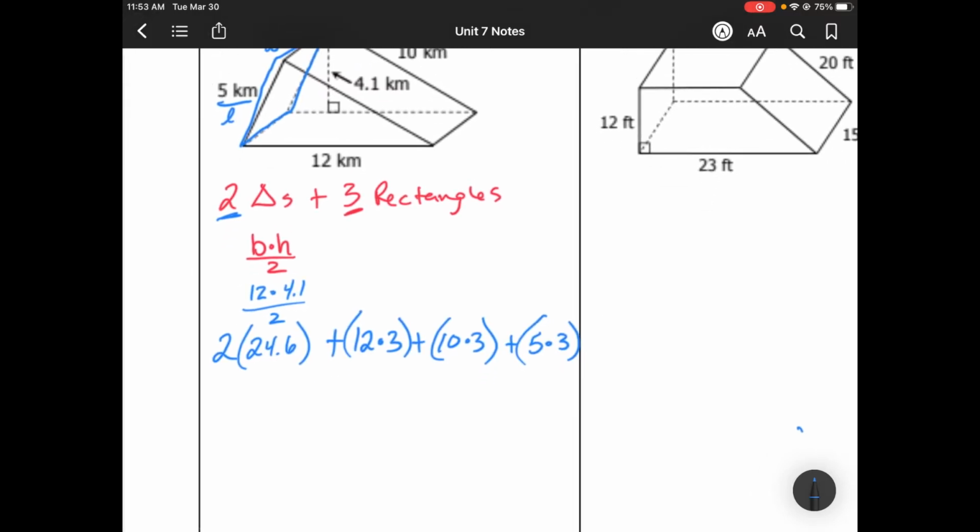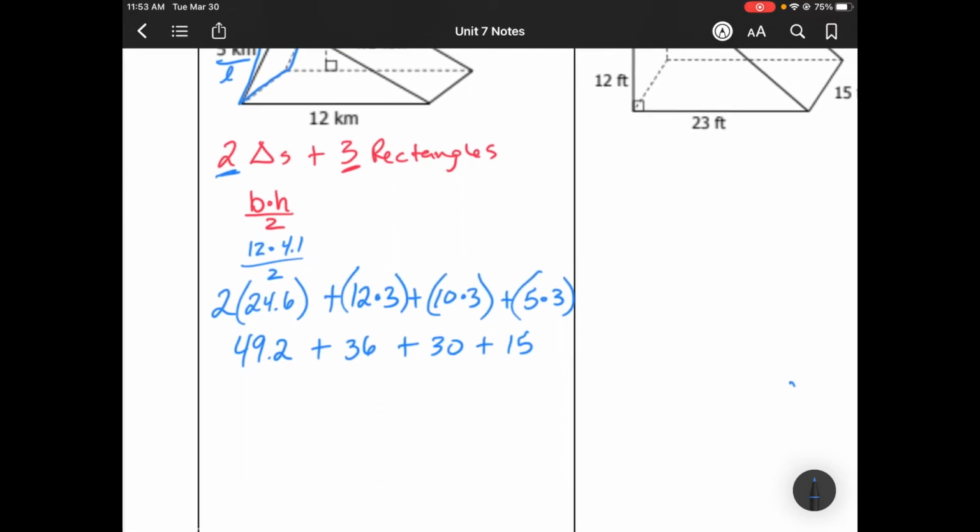Now, if I take my 2 triangles and double that 24.6, I get 49.2. Then 12 times 3 is 36. And 10 times 3 is 30. And 5 times 3 is 15. So those are the individual areas. I'm just going to add those up. And when I plug those in the calculator and add all of these up, my total surface area, SA for surface area, is 130.2. My unit of measure would be square kilometers.